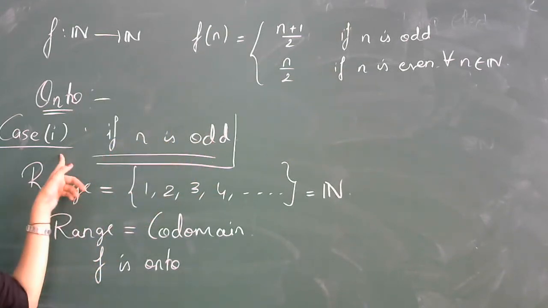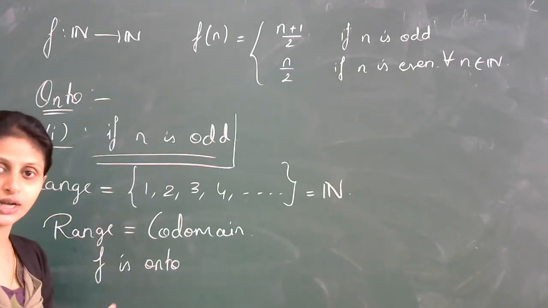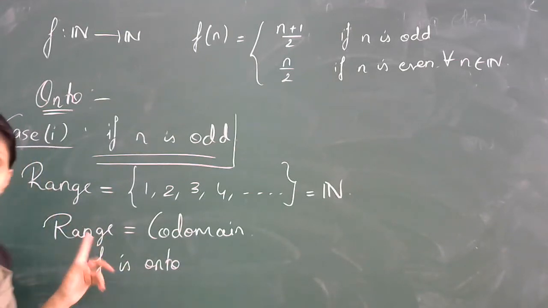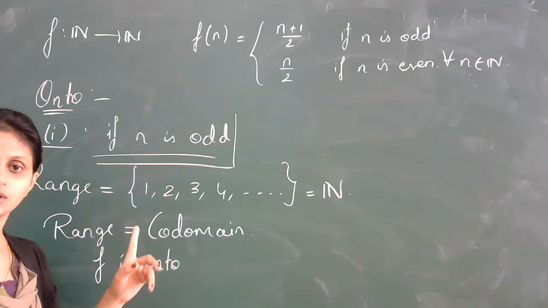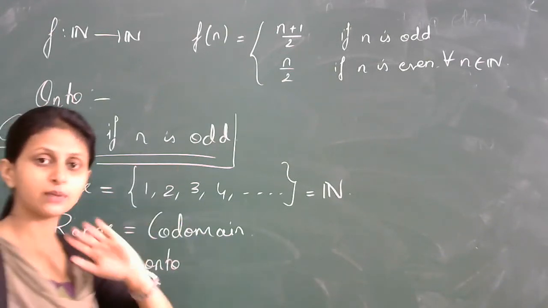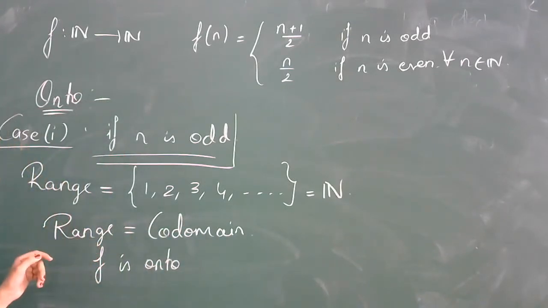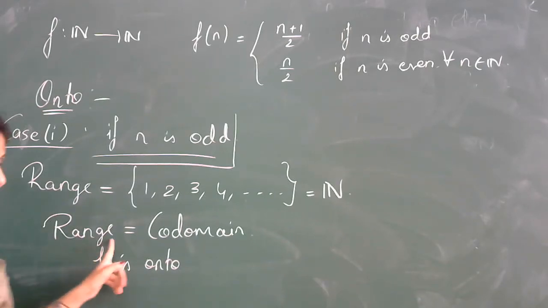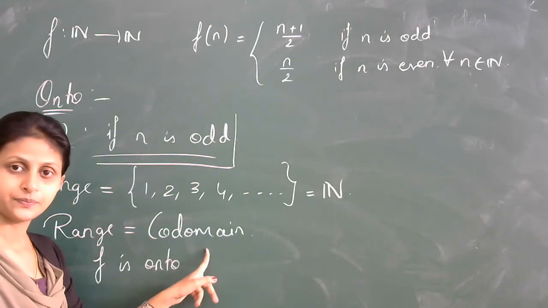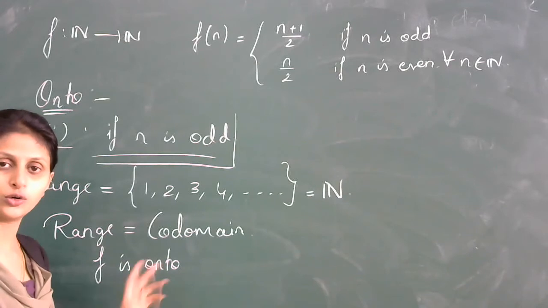So if you consider case 1 where n is odd, if you go on taking all the odd numbers from the start, you can see that my range is the collection of all natural numbers. You get 1, 2, 3, 4 and so on. So all the natural numbers are my images. So here you can observe that my range is equal to codomain. And if range is equal to codomain, you can conclude that the function f is onto.